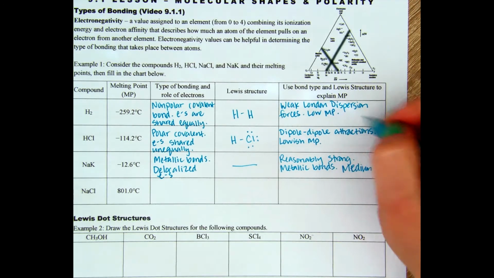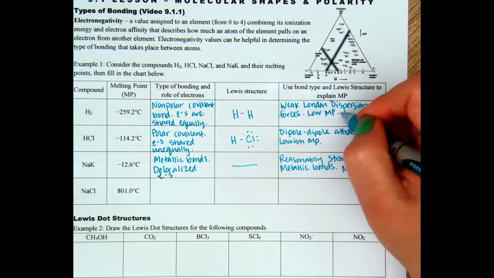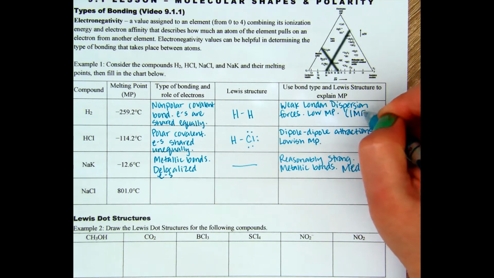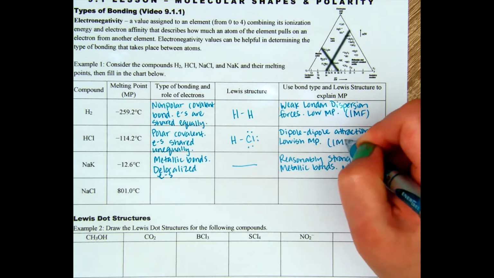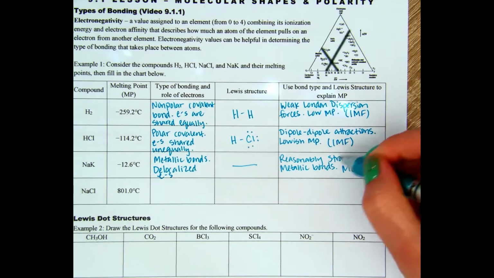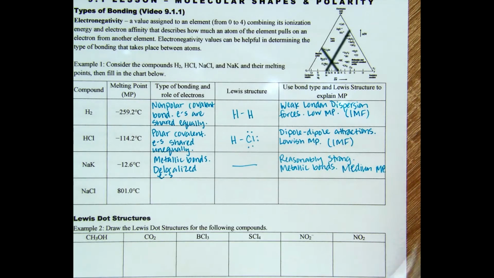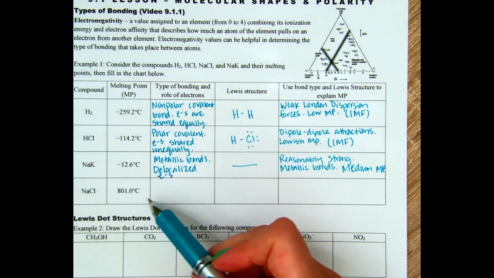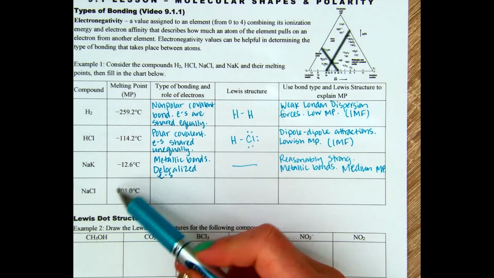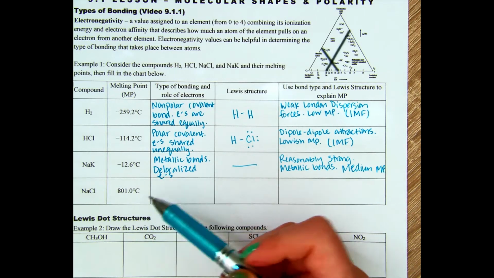And so just to remind us up here, this is an intermolecular force. This is an intermolecular force. And this is a metallic bond. Okay. Now going down finally to sodium chloride, we can see we have an insanely high melting point here. So it's really, really hard to melt salt.